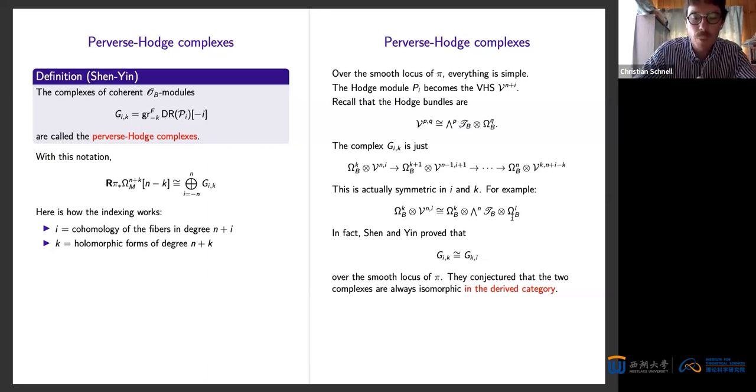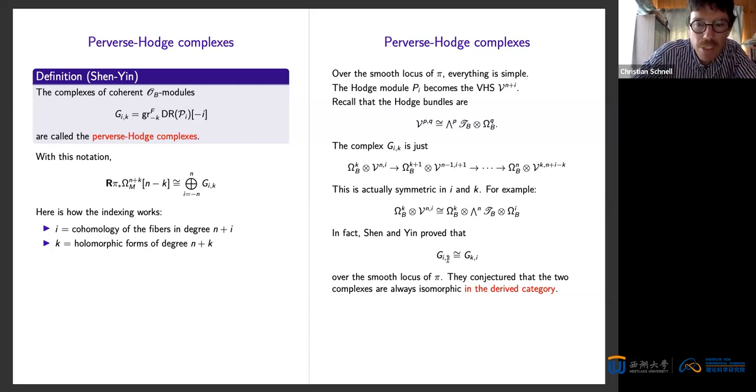And then they were making a prediction about what should happen at the singular fibers. And their prediction is, in terms of these complexes, that GIK and GKI should always be isomorphic, including at the singular fibers. They will not be isomorphic as complexes, though. They gave examples where that fails, but they should always be isomorphic in the derived category.